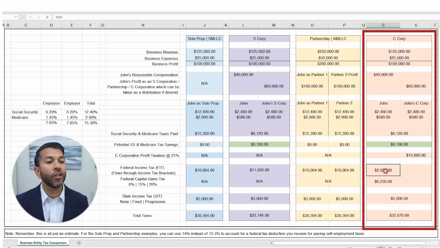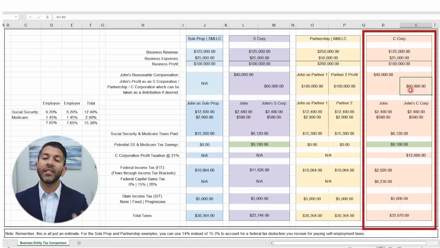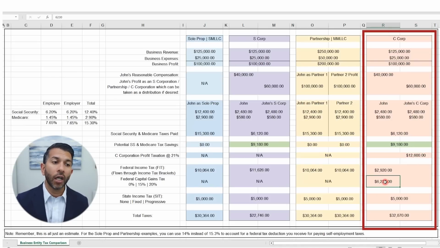All right, let's look at the other types of taxes. Now you're looking at this number and you're like, wow, this is really low, the federal income tax. So John is paying a lot less federal income tax because the income tax is only on the $40,000 that he took as a salary. But what happens is if John wants to take out the $60,000 from the C corporation, it would pay him a dividend, okay? And so this is what's referred to as double taxation. The C corporation paid $12,600 in taxes already, and then John, the shareholder, is going to have to pay capital gains taxes on the dividend paid to him.